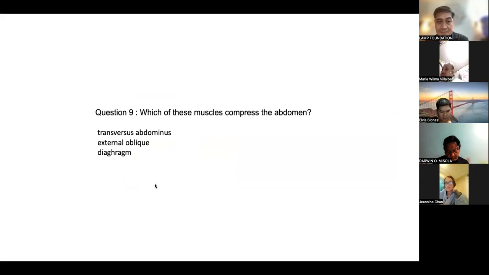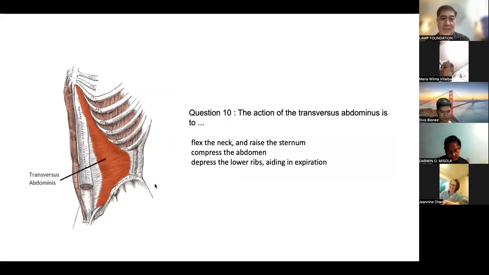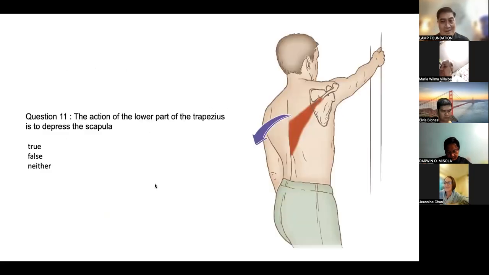The diaphragm. Compress the abdomen. External oblique, sorry. Transversus abdominis. The action of transversus abdominis is to compress the abdomen. That's true. Okay. The action of the lower part of the trapezius is to depress the scapula.